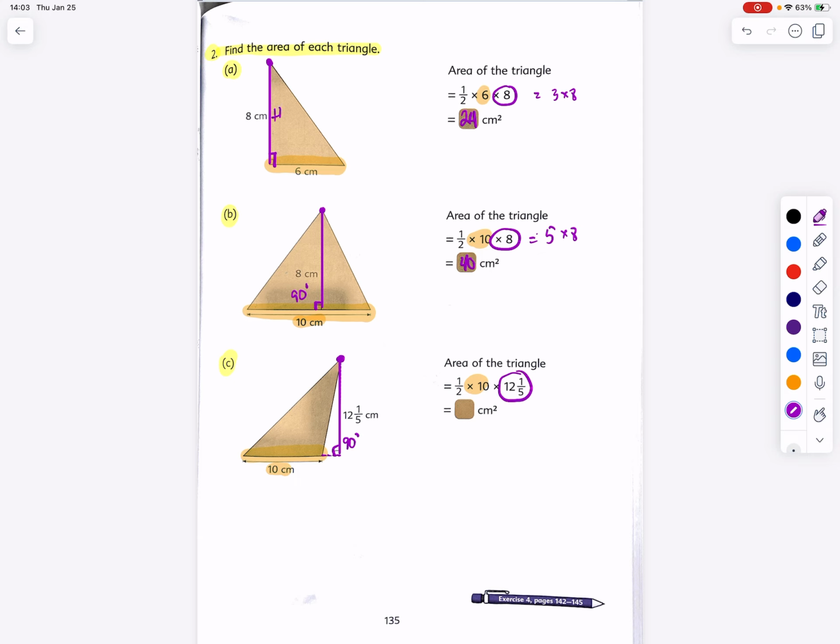So let's label this: this is our height inside, and this is the height outside. But the calculations are still quite easy. Half of 10 equals 5. Let's do 12.2. So we have 10 times 12.2 equals 122, and divide that by 2 gives us 61 square centimeters. I hope you found this exercise helpful.